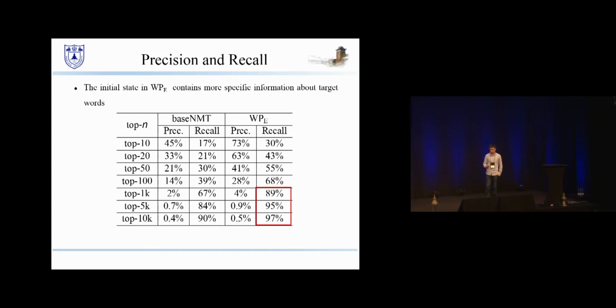For the range between 1,000 and 10,000, the recall of our model is high enough. When the prediction size is top 10,000, the recall can attain 97%. It shows that our model can extract an exact vocabulary, which size is smaller than 10,000.